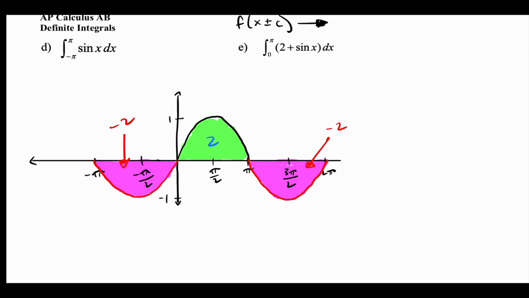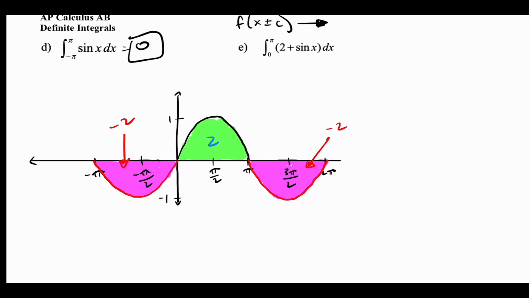Okay, so now we just add up the areas. From negative pi to positive pi, we add up this guy, and they cancel each other out. So we get 0. Okay.